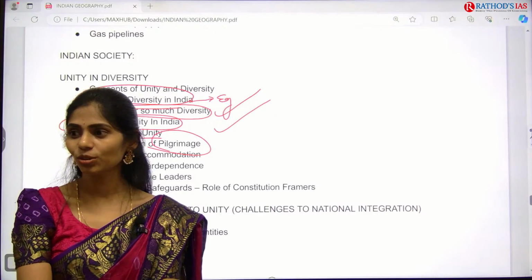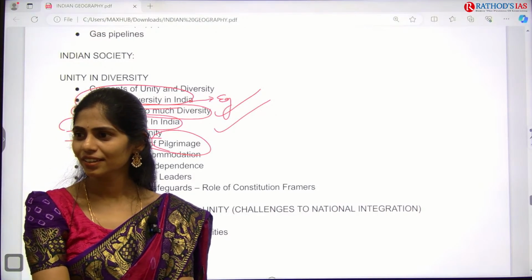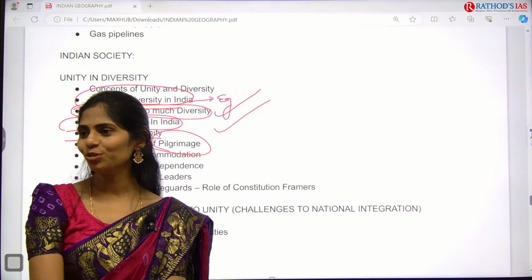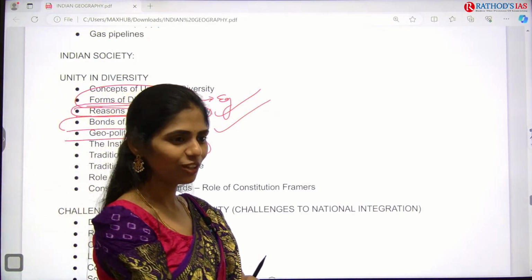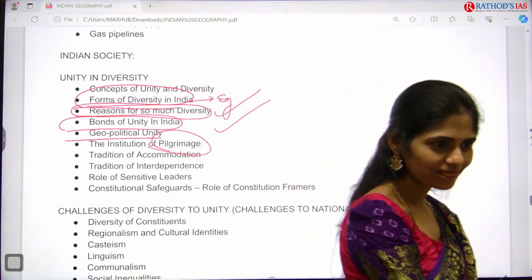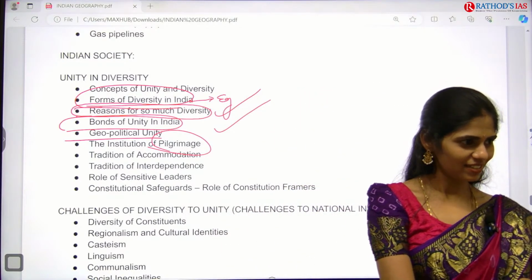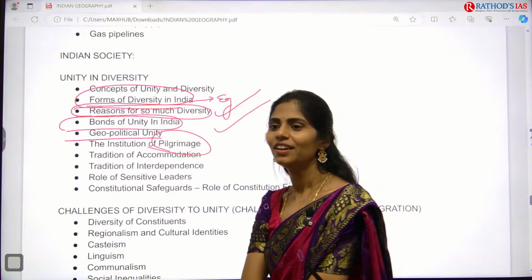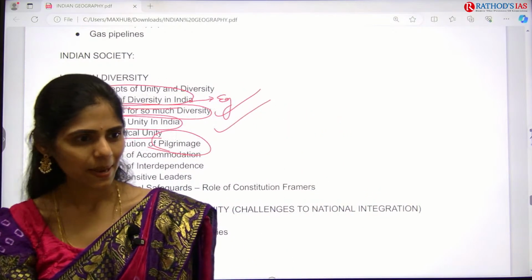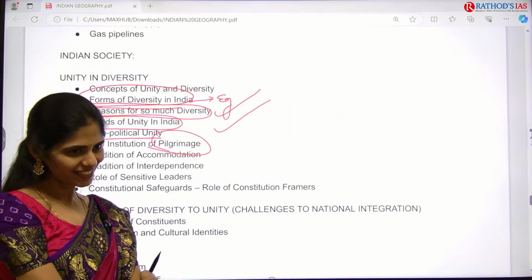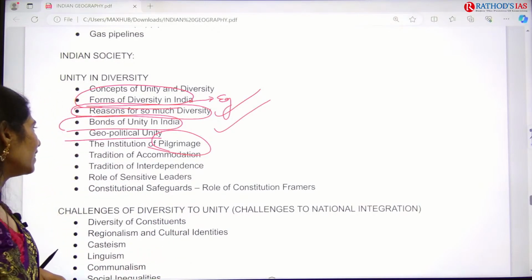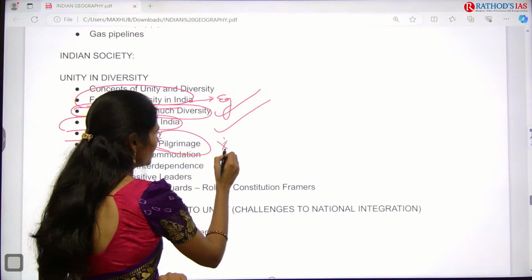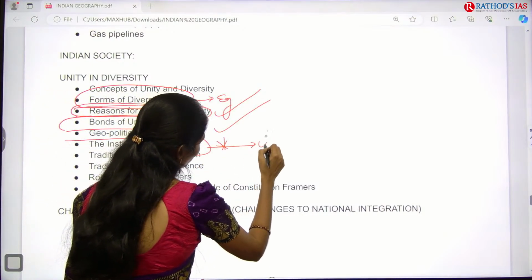Will you go? Why? What will you do after going to a pilgrimage center? Tell me, Hema, why will you be going to a pilgrimage center? To offer prayers. Okay. So what will you get if you do prayers? Blessings. Okay. So actually the pilgrimage center is very important because that will bring change in the people.